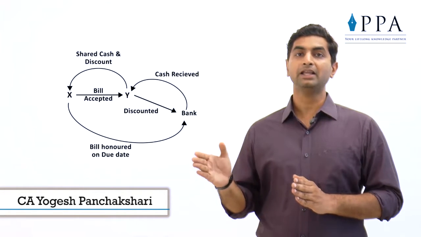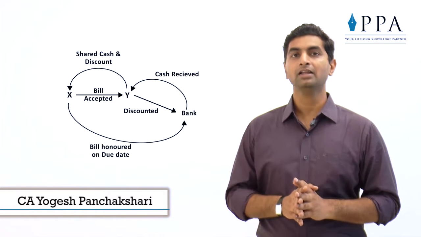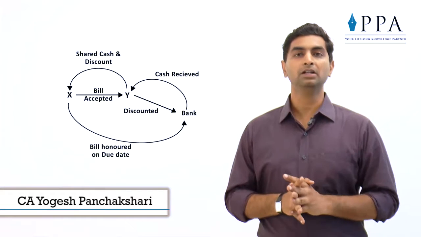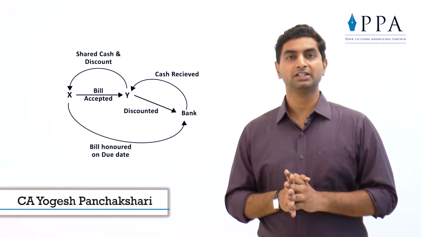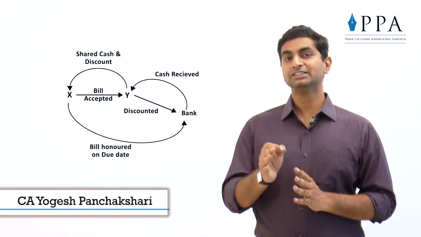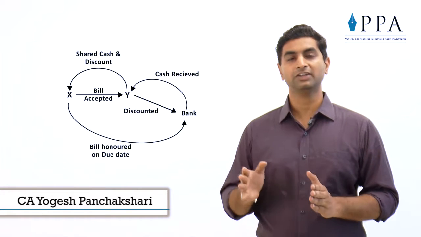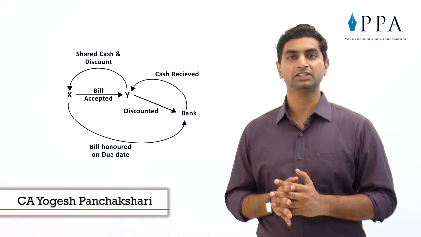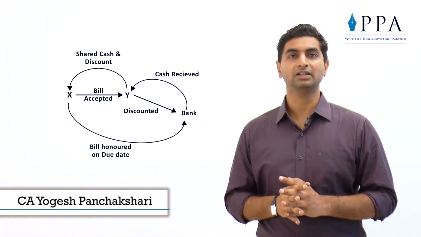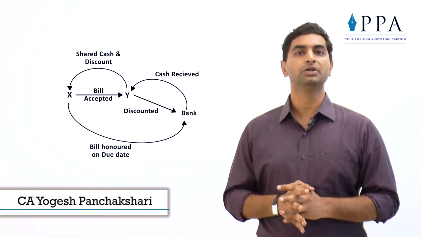So X will pay his share of 50,000 to Y and Y will honor the bill on the due date. In this way, without any sale or purchase transaction, the bill was created just to adjust the need of the cash of X and Y. So we can say it's a kind of re-engineering of bill of exchange. It's an intelligent concept which is called accommodation bills.